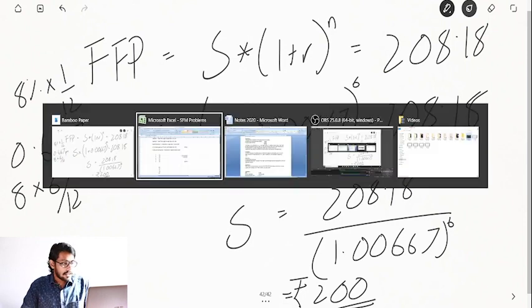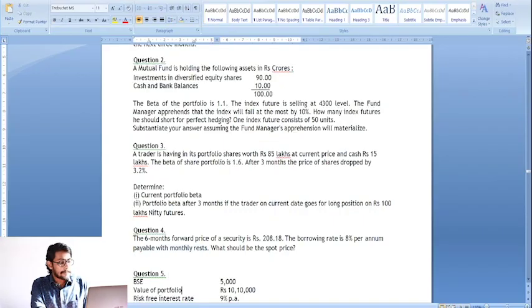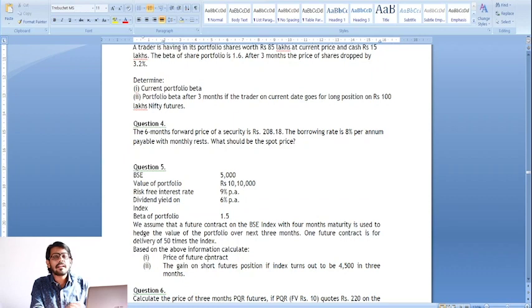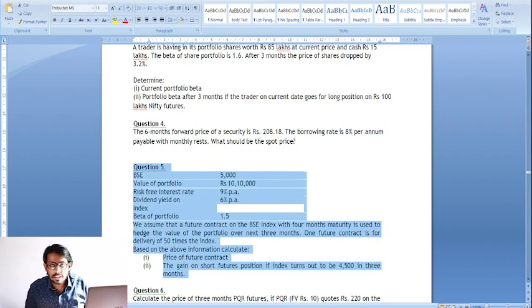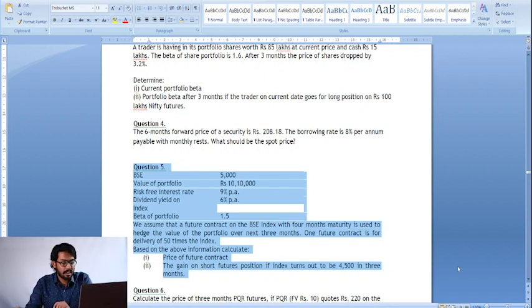Okay. Next up, please mark it as a day before exam question. Question number 5, very, very important. Question number 5 basically covers the entire chapter. Every concept related to futures will be tested in question number 5. If you are thorough in question number 5, then we can say futures is done. Shall we do question number 5? Ready? Chalo.